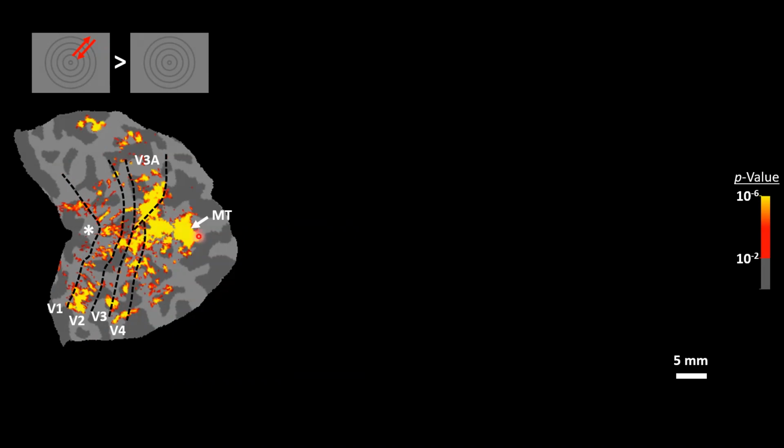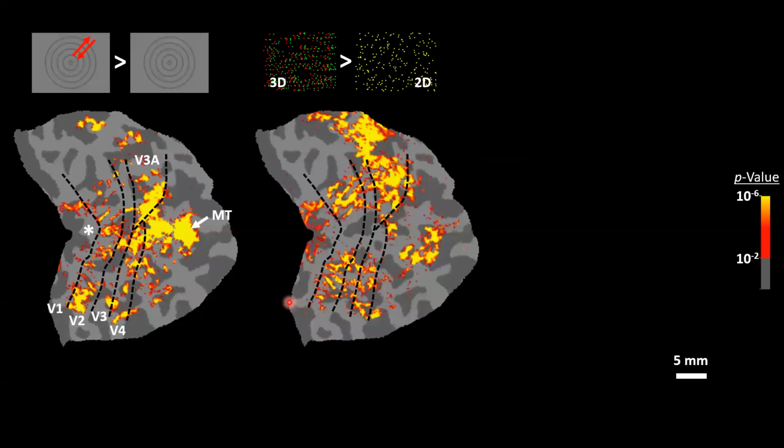At the macro level, you can see a motion-selective area MT, and an extension of motion-selective activity toward area V3A. On a finer scale, you can see activity in area V2 in stripy patterns, V3, and also V4.